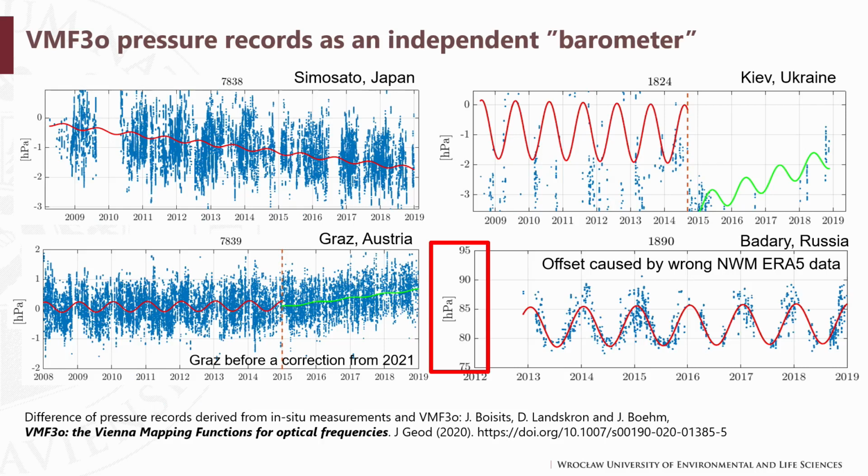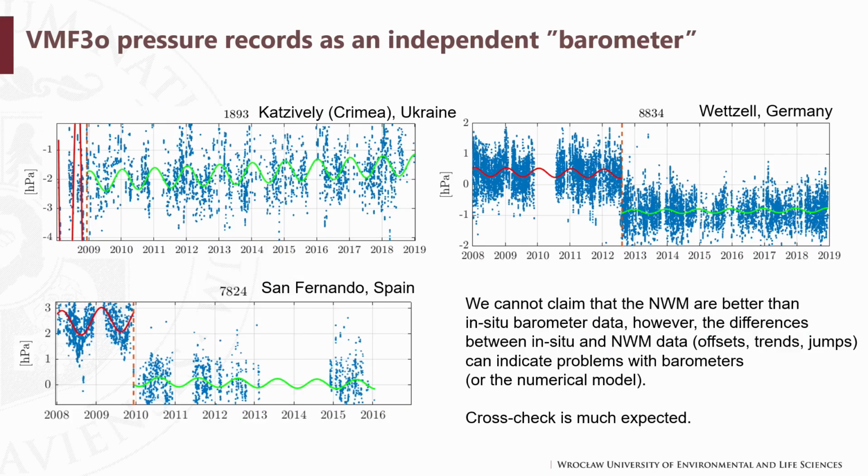Those barometer biases were already shown by Van. So using the Vienna mapping function, we can compare the data collected by the barometers at the stations with the Vienna mapping function models. And for some stations like Simosato, we may find some drifts. For some stations like Wettzell, we may find some jumps in the data, the same for San Fernando.